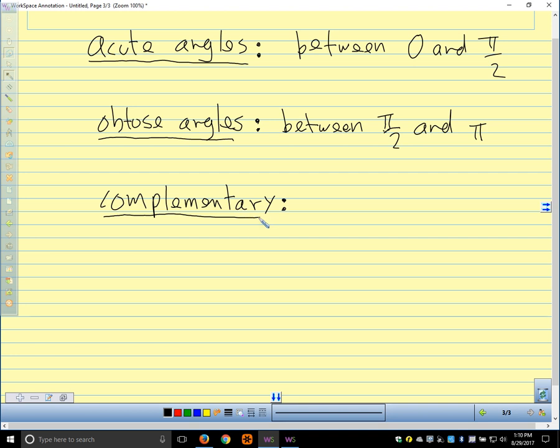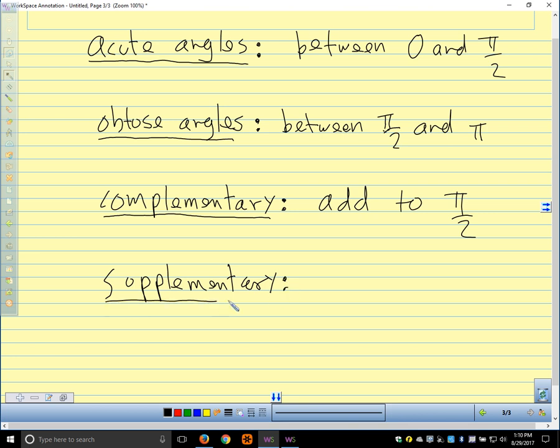What are complementary angles? The sum of them equals pi. Complementary adds to pi halves. And if we were thinking in degrees, complementary angles would add to 90 degrees. And we're talking about positive angles. And then supplementary: if two angles are supplementary, they add to pi.